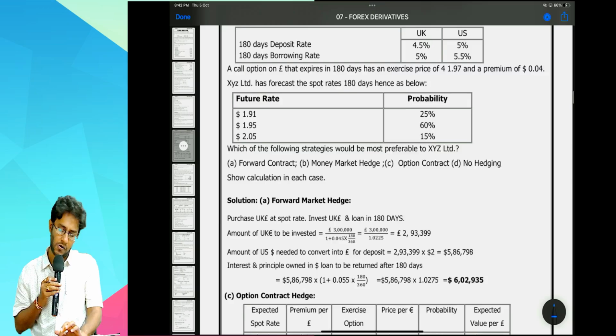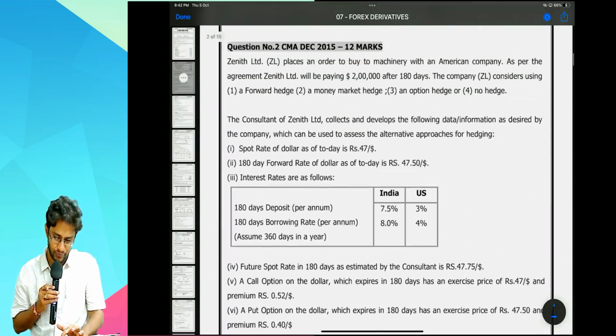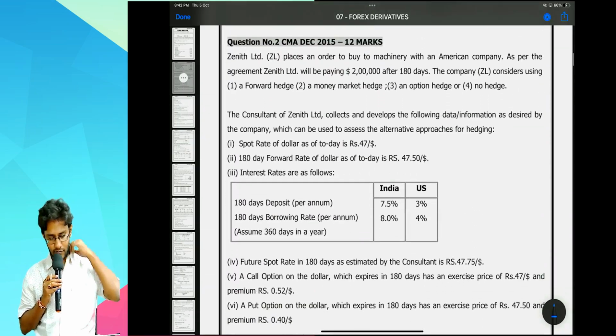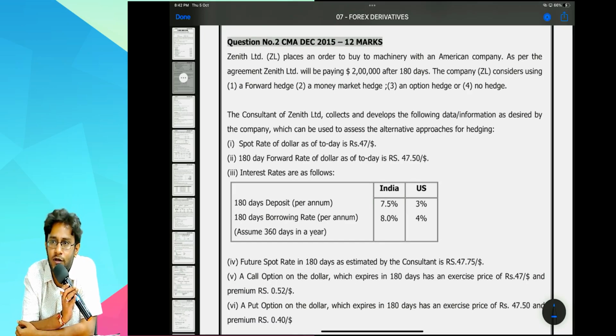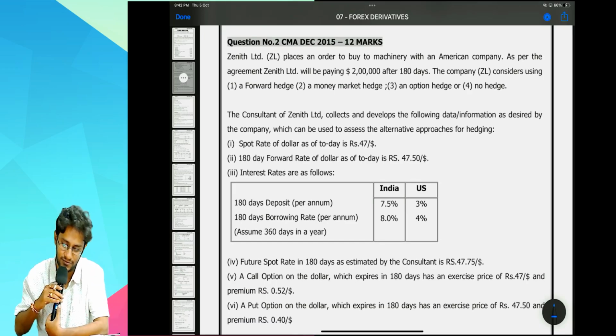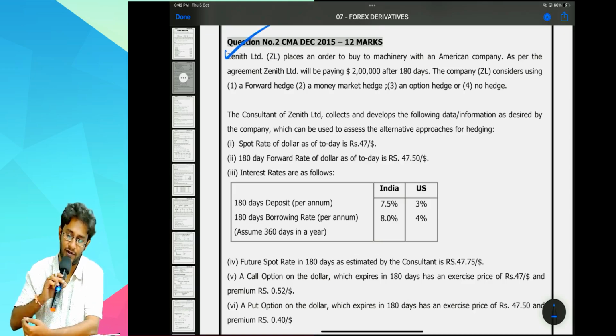Which one is better? Whichever is lengthier. Sir, forward contract, money market hedge you can solve. Okay, do.